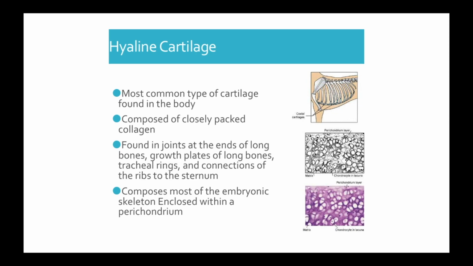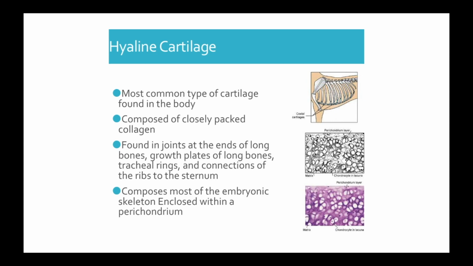Hyaline cartilage. We talk about hyaline cartilage a lot. So it's the most common type of cartilage found in the body, and it's composed of closely packed collagen. So it's a fairly strong, fairly dense cartilage. It's found in joints at the end of long bones. So that's that articular cartilage. It is made up of hyaline cartilage. Growth plates of long bones in young animals before they ossify.